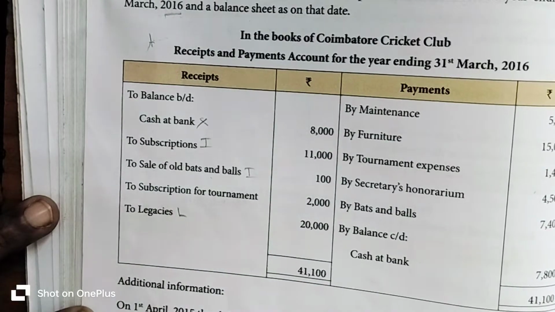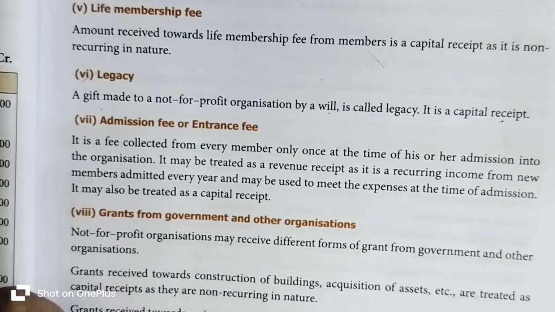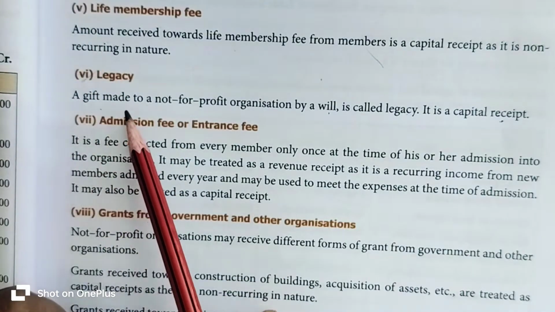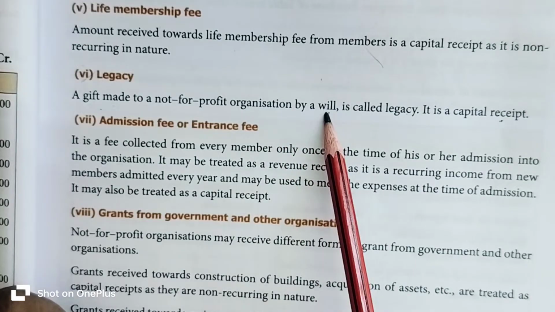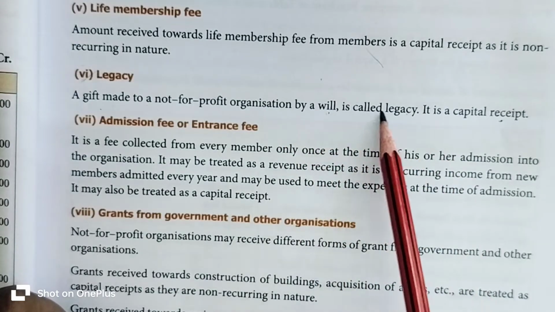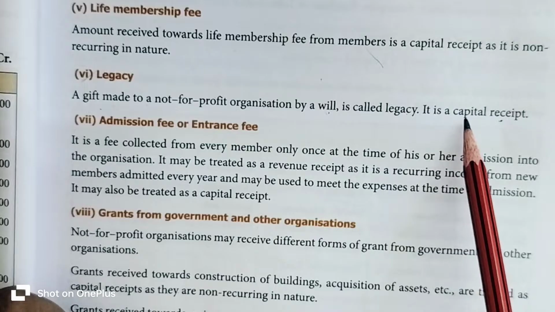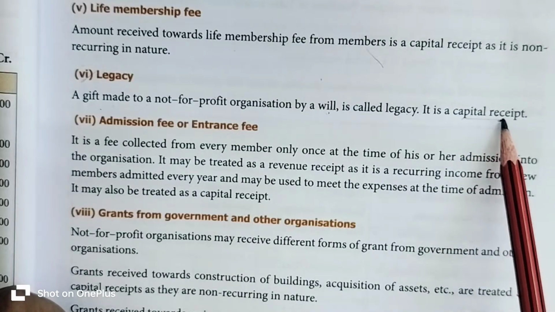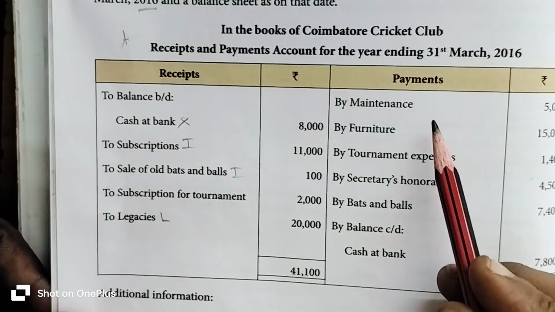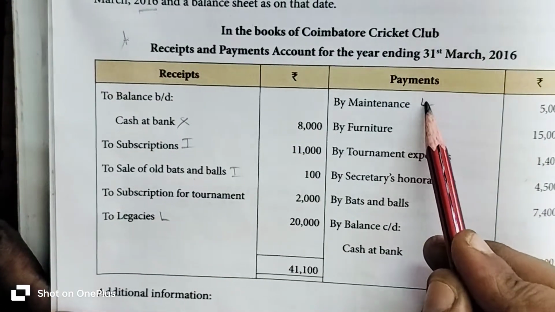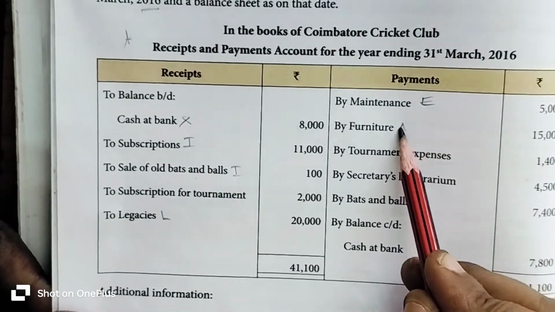Subscription for the tournament legacy will appear on the liability side. Why? Because, listen, legacy is a gift made to a not-for-profit organization by a will. So it is called legacy. It's a capital receipt. It will appear on the liability side, okay. Maintenance is an expense and furniture is an asset item.